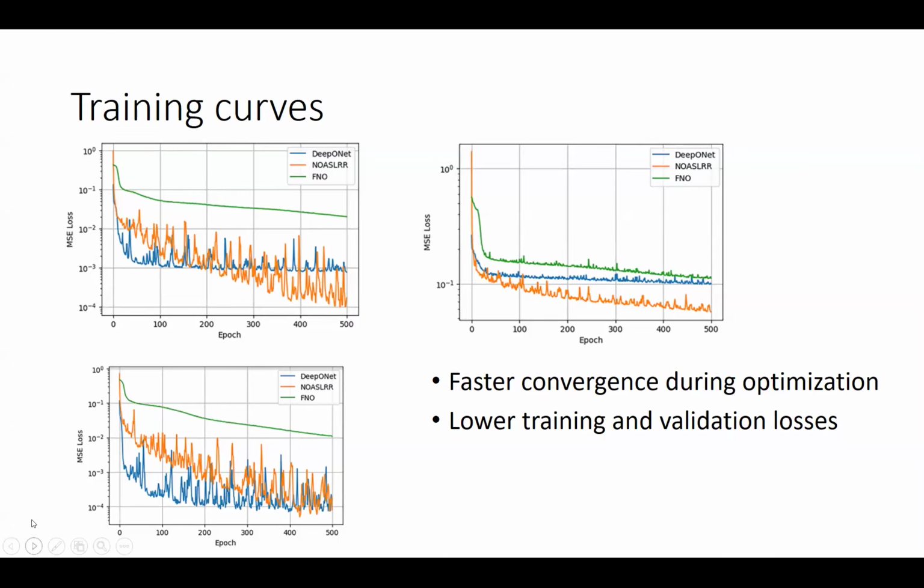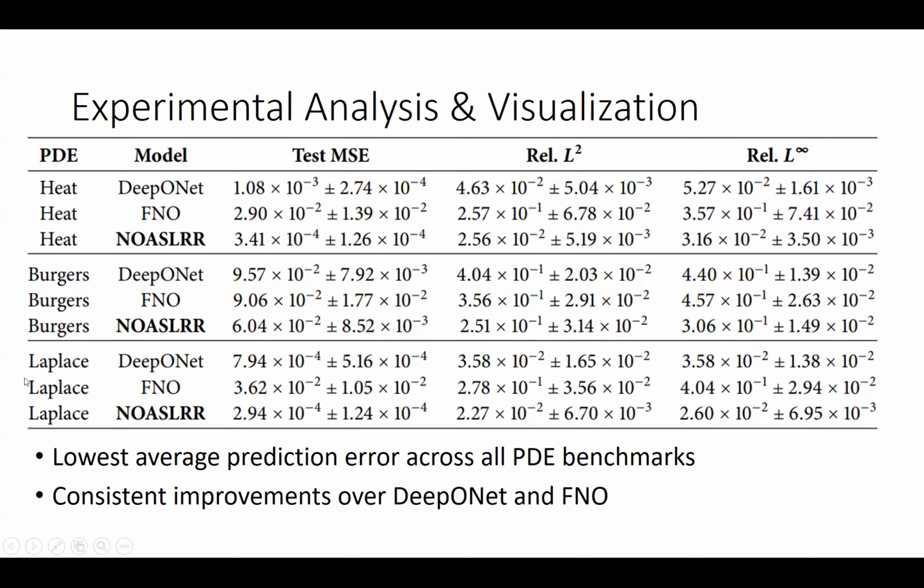So let's move next. The slide presents our extended evaluation on the held out test set. We report the final test MSE, mean squared error, the relative L2 error, and the relative L infinity error. The metrics are shown as mean plus minus standard deviation aggregated over multiple independent random seeds. Here is first the heat equation, then Burgers equation, Laplace equation, and you can see the error for all of them aggregated.